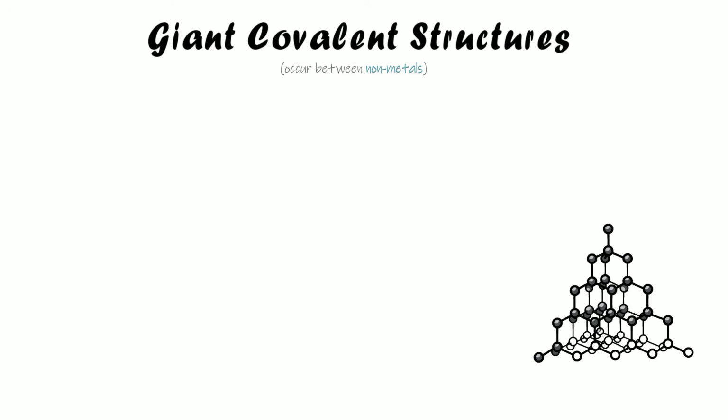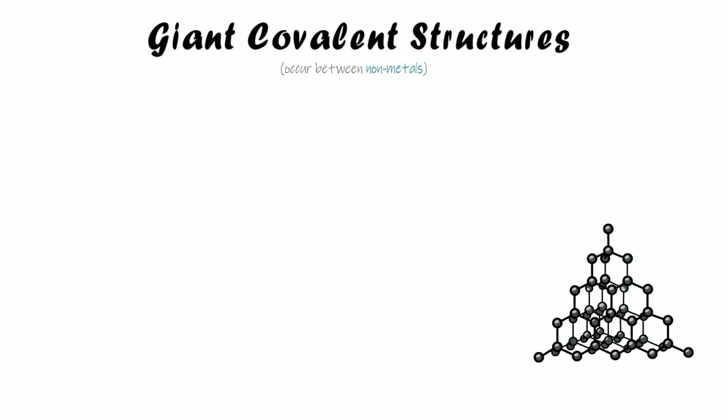And the last type we're going to look at are giant covalent structures. Again, this occurs when we've got non-metals bonding together, or just one non-metal on its own. There aren't many of these giant covalent structures. Most covalent substances are simple covalent, as we've just looked at, but there are a few examples which you need to learn that are giant covalent.